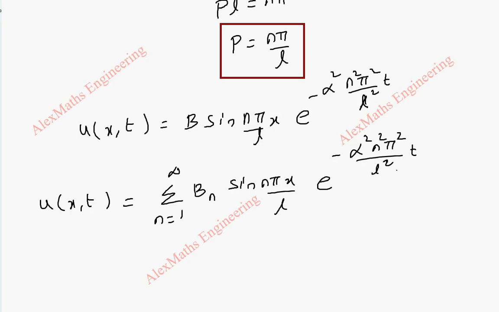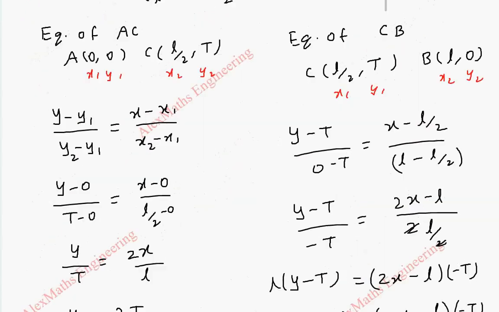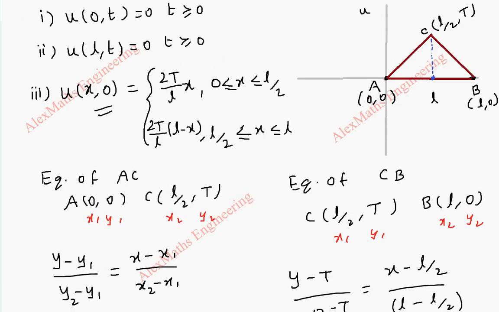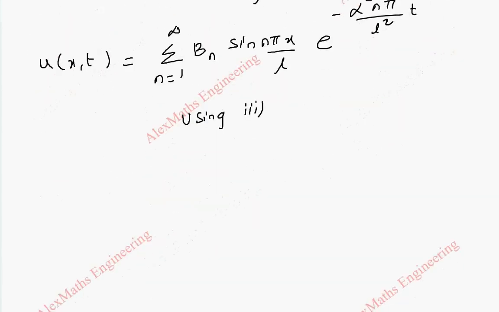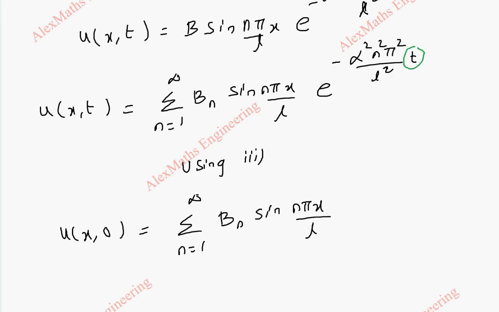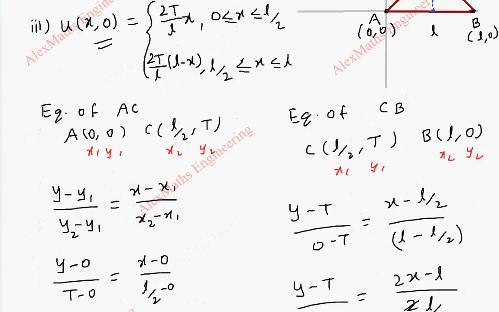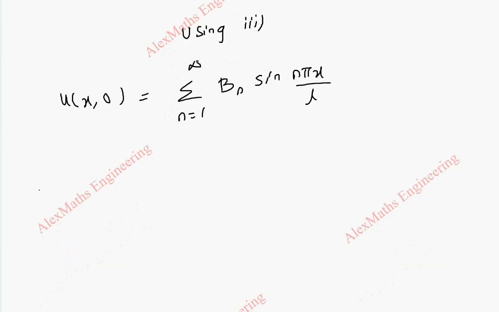Now let's use the third condition. So using the third condition, we have u(x,0). So wherever t is there, I have to put 0. So u(x,0) will become the summation n from 1 to infinity Bn sin(nπx/L), and when t is 0, we will get e^0, which is 1. So we have only this much. And on the other side, u(x,0), we have a function which is 2h/L x.